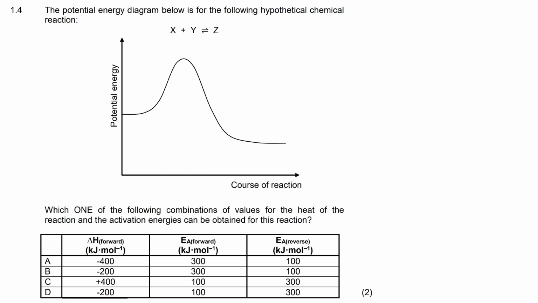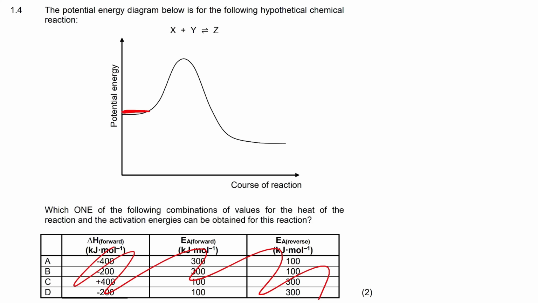The potential energy diagram below is for the following hypothetical chemical reaction where we've got X plus Y going to Z. Which of the following combinations of values for the heat of the reaction and the activation energies can be obtained? Okay, so don't even look at this right now. Let's make sure we understand what's happening.